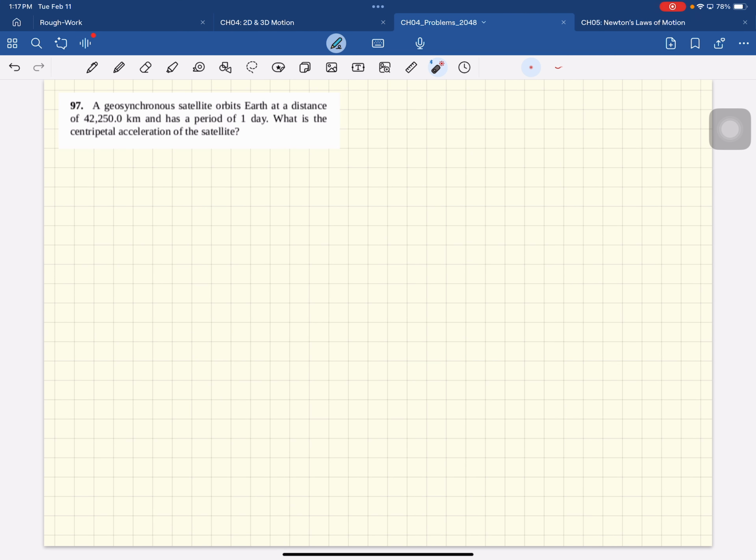All right, so now you know what a geosynchronous satellite is, geosynchronous meaning it's synchronized with the Earth's rotation. Earth at a distance of 42,250 kilometers, that's from the center of the Earth, and you subtract 6,000 kilometers, that's 36,000 from the surface of the Earth. Has a period of 1 day. What is the centripetal acceleration of the satellite?